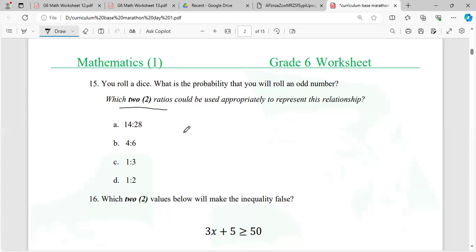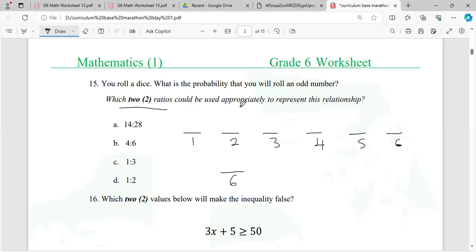6, right? We have 1, 2, 3, 4, 5, 6. So how does probability work, guys? It's the likelihood of something happening. So you see the total number of numbers, that's your denominator. In this case, your denominator would be 6. Then you put the number of what you're looking for on top.